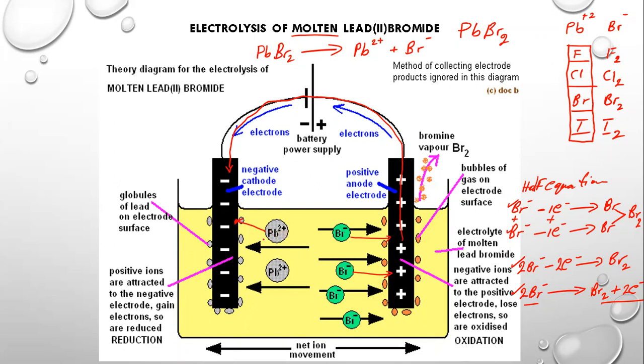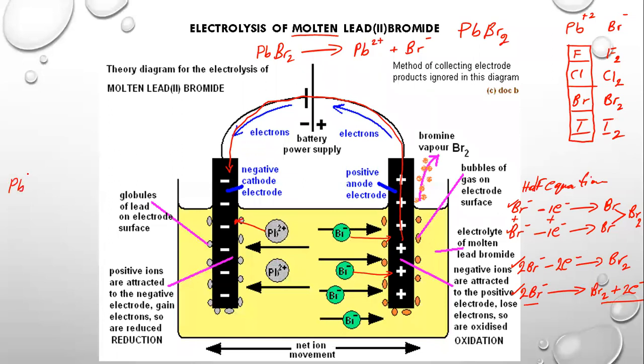form a lead atom. Of course, if a lead ion has a 2+ charge, it means that it has two protons more than it has electrons. It has an electron deficit of 2. So when it gains 2 electrons, its protons and electrons will be equal, giving it an overall 0 charge. And that's what an atom is. An atom has no charge. So the half equation at your cathode will look like this.